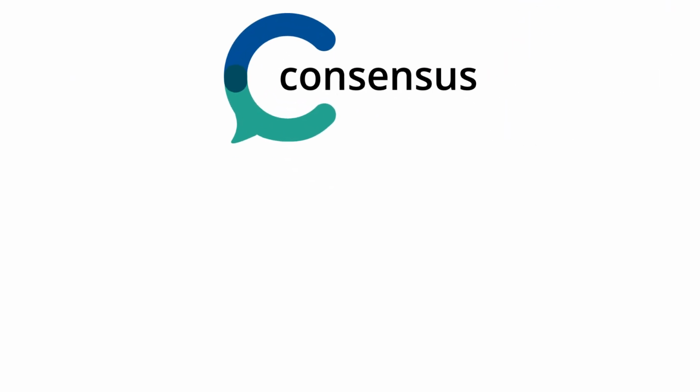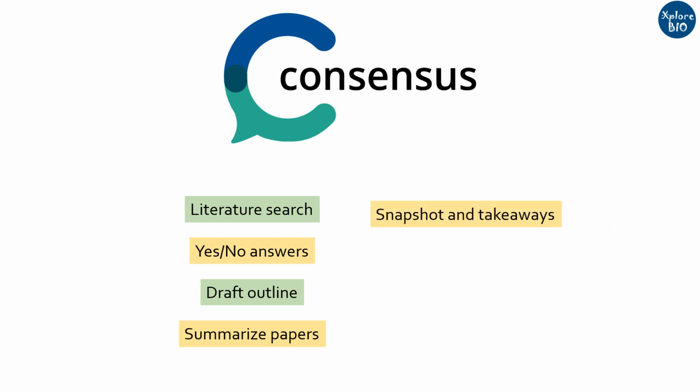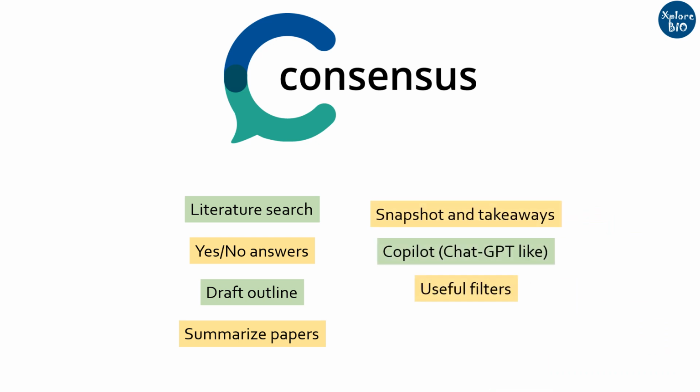With so much to offer, right from literature search, yes and no answers to your questions, generating an outline for an article, providing a list of literature along with the summaries, snapshots of individual papers, ChatGPT-like functionality, and several useful filters to improve your search, the AI-powered tool can save a lot of your time and effort in finding relevant papers and providing useful insights. Providing these many functionalities, I must say you should give this tool at least a try.